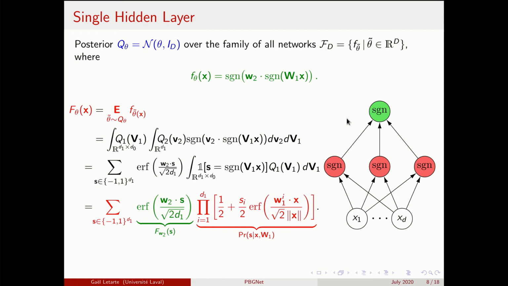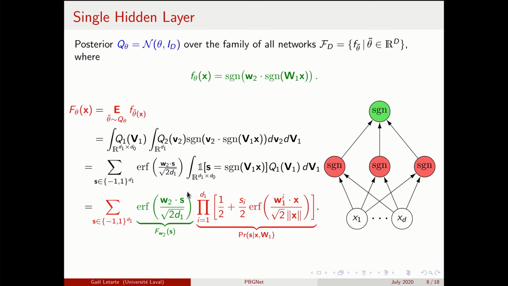First, we can see that the upper part of the network is like a linear predictor over the hidden layer's activation values vector that we call S. As they are sign activations, we have a finite number of possible activation combinations, or S values. Thus, we can discretize the integral on the lower weights as a sum over the 2 to the power of d1 possible values of S.